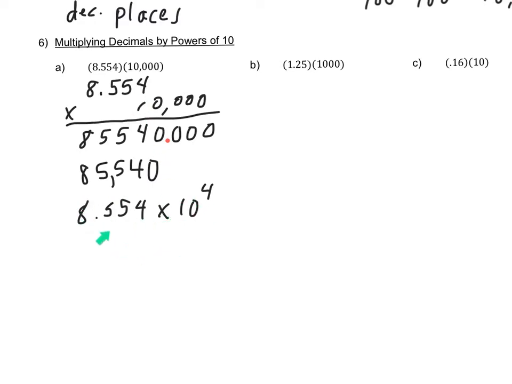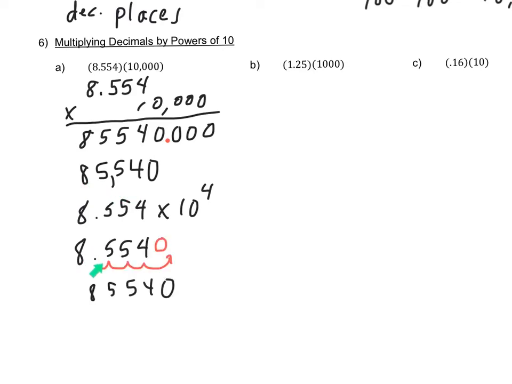So let's take a look at the problem in this format. If we start with the 8.554, look at what our final answer was. Our decimal was originally right here. It ended up over here at the end. 1, 2, 3, 4 places to the right. So when we multiply by a power of 10 like this, which had 4 zeros in the original problem, you just basically take your decimal and move it over to the right 4 places. 1, 2, 3, and we would have to put a 0 on there to get a 4th place, which would give us this whole number.